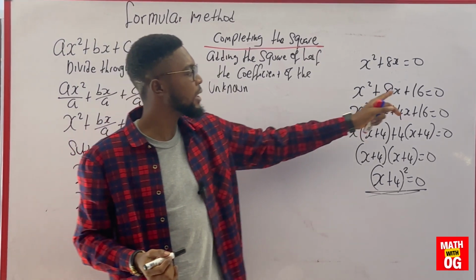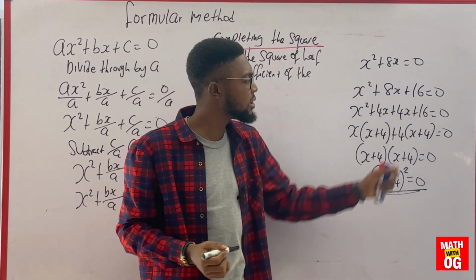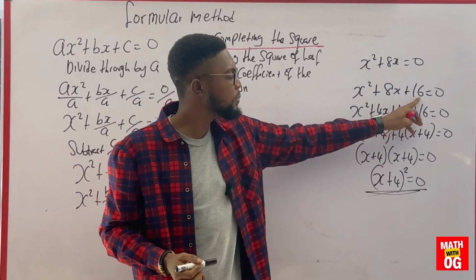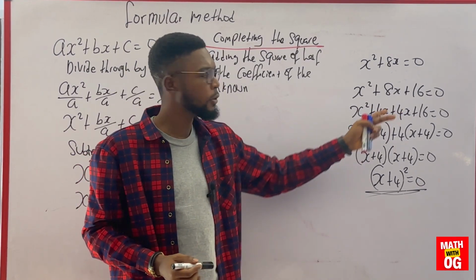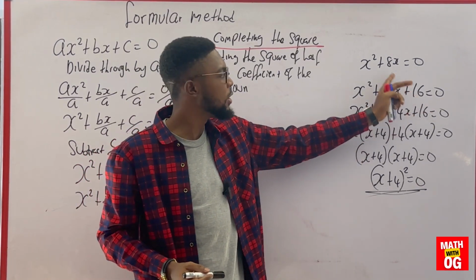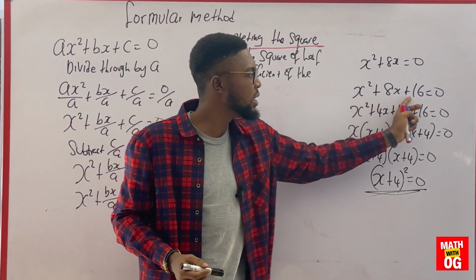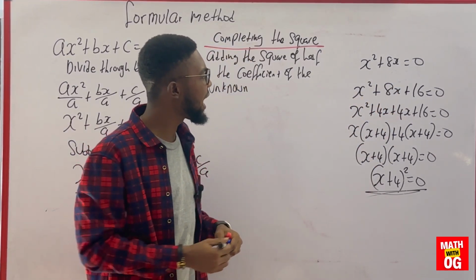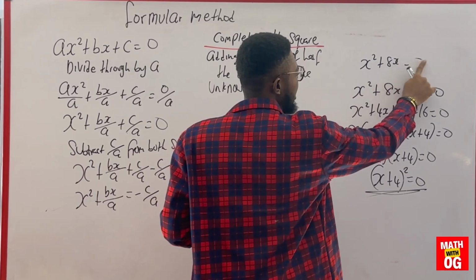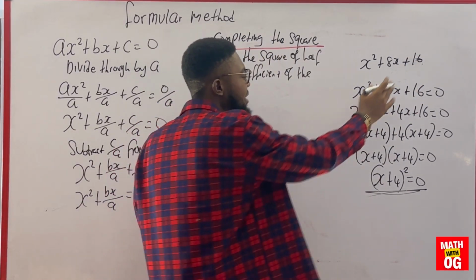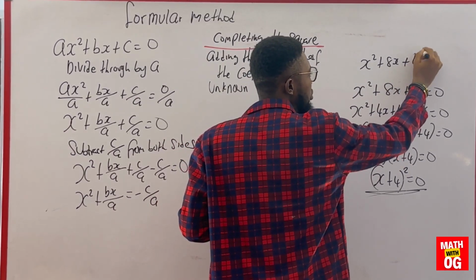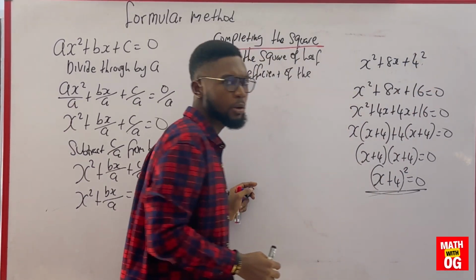From what you can see, that value should be what? 16. And what is 16? 16 is simply the square of half the coefficient of 8. Half of 8 is 4. 4 all squared is what? 16. So if I add 16 to this guy, it makes it a perfect square. So what am I adding? It is simply 4 squared.